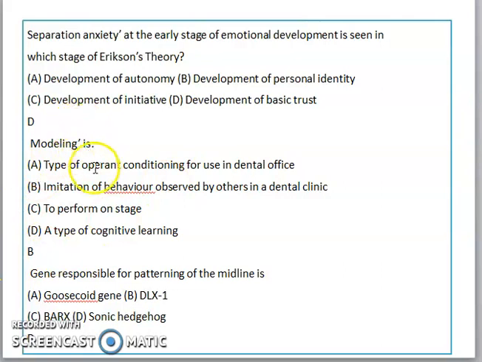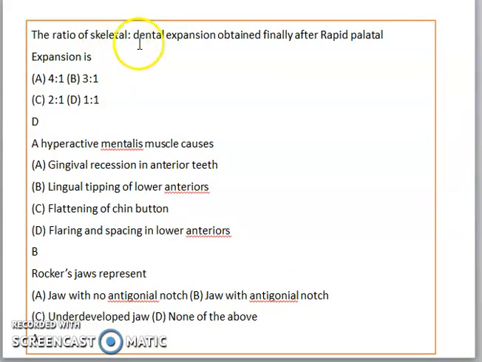Now, what is modeling? It is an imitation of the behavior observed in others in a dental clinic. One of the important behavior techniques used in children around 6 to 9 years of age. Now, which gene is responsible for patterning of the midline? A very good question. It is the sonic hedgehog gene. Now, what is the ratio of skeletal to dental expansion obtained finally after rapid palatal expansion? That is 1:1. If there is a hyperactive mentalis, what will it cause? It will cause lingual tipping of the lower anteriors. Mostly you can see it in case of class 2 division 1.